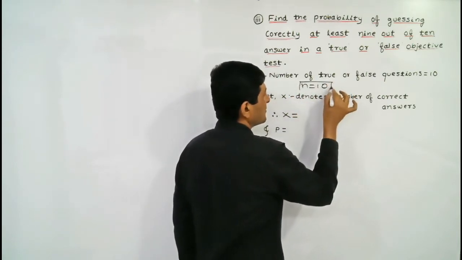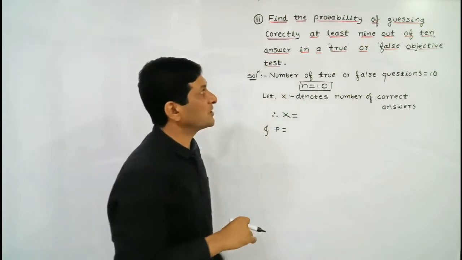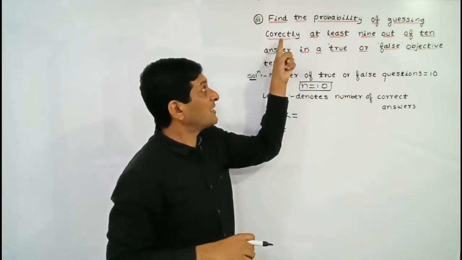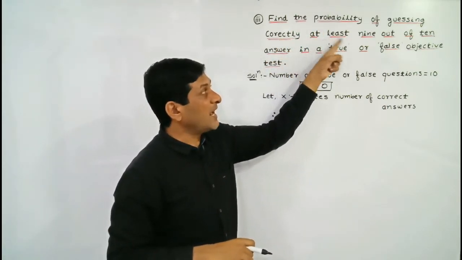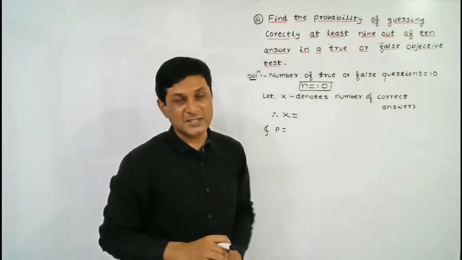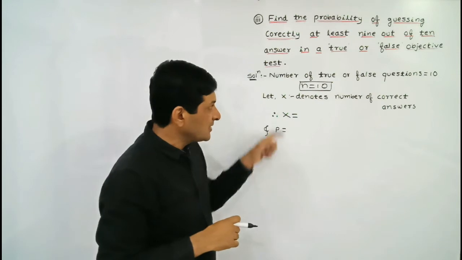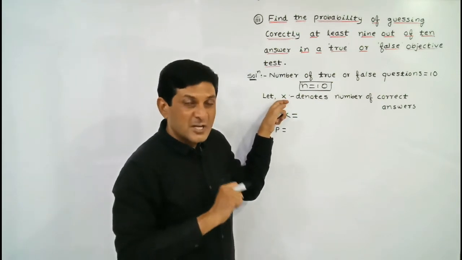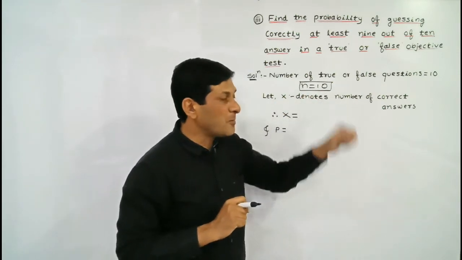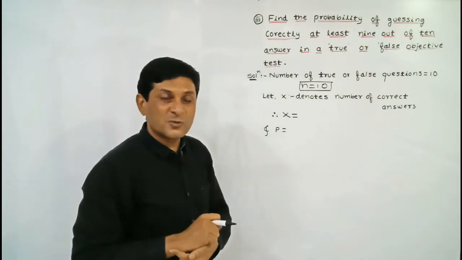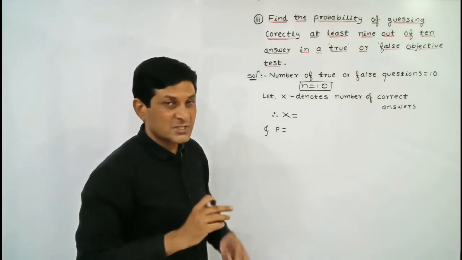If you observe our probability, which we have to find out, it is what? Guessing correctly at least 9 of the 10 answers. Means x denotes what? Number of correct answers. That's why here we have denoted our random variable by x, which denotes the number of correct answers. Now how many true false questions are there? Total 10 questions are there.